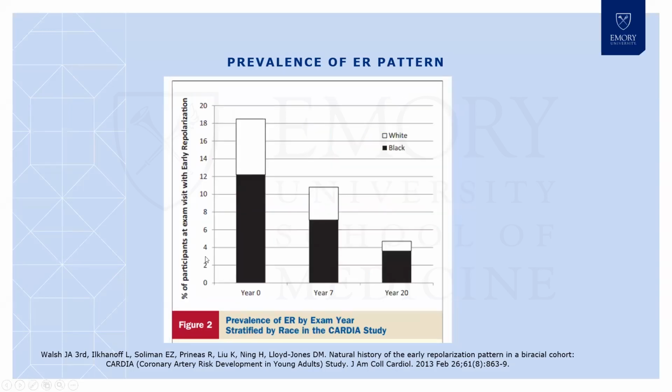Then they tried asking the question, so what are factors that are associated with the retention of the early repolarization pattern? So first they checked for the difference between white and black patients. And they saw that on average, black patients were more likely to retain the pattern over the course of over 20 years. Many patients still lost it, but they were more likely to retain it than white participants. Most of the white participants by year 20 did not have early repolarization pattern.